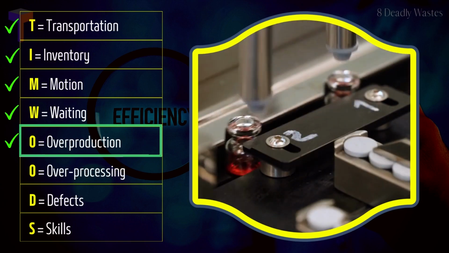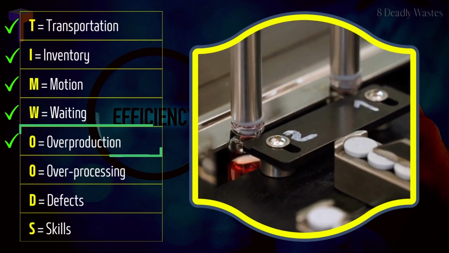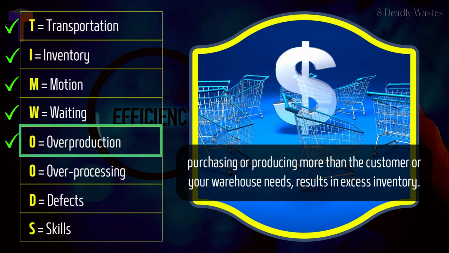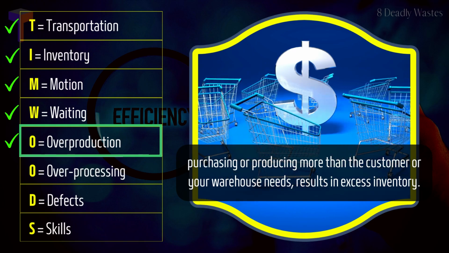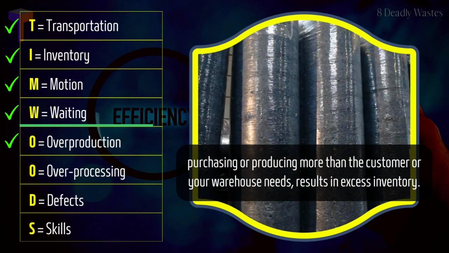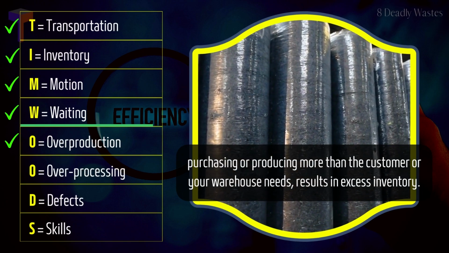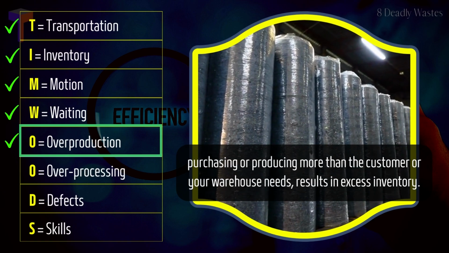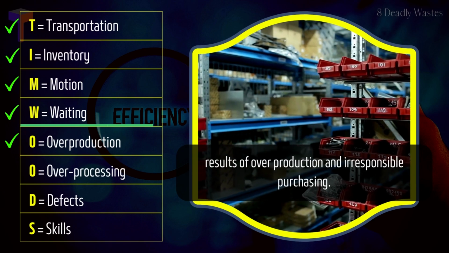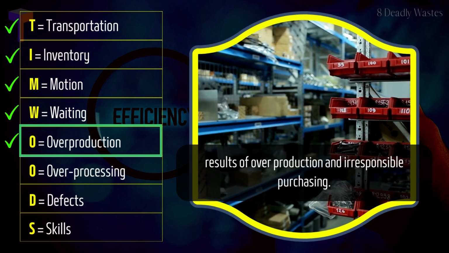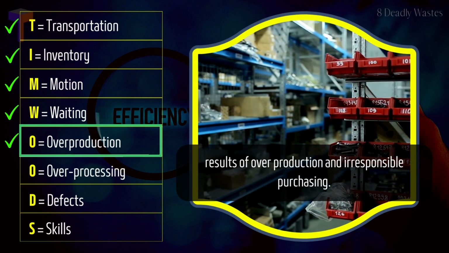Number 5. Overproduction. It is very tempting to continue purchasing or producing as many products as possible. But purchasing or producing more than the customer or your warehouse needs results in excess inventory. That is why overproduction and inventory are related and hence can be considered wastes. For instance, spare parts that sit unused in a warehouse are a clear result of overproduction and irresponsible purchasing.